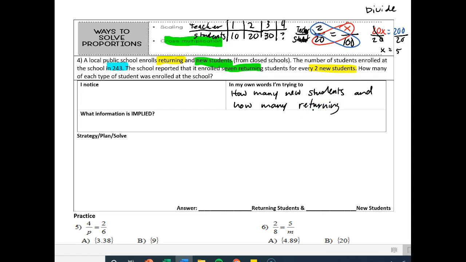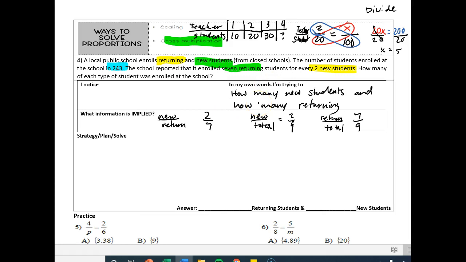So then what's implied? Well, we got a ratio of new to returning, right? That's going to be 2 to 7. But what also is implied is that we have a total here, right? We have a new to total ratio. So this is going to give us 2 over 9, and I can also do a returning to total. And my returning to total is 7 students over 9. Where am I getting my 9 from? Well, if I have a group of 2 students and 7 students, 2 plus 7 is 9.